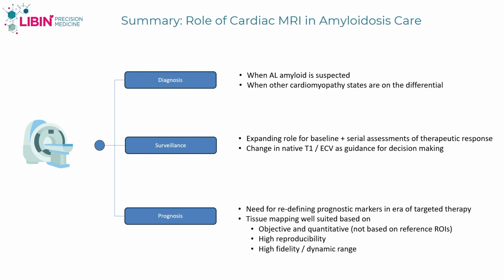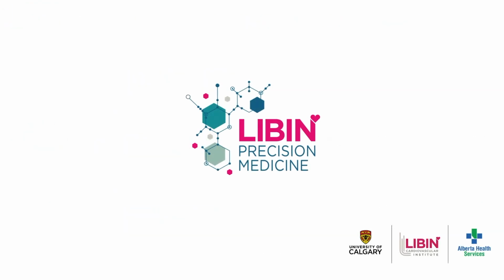And then finally, in prognosis, we've got to reestablish prognosis in amyloid. It's so iterative and changing dynamically now that we need very highly accurate markers so that we don't need thousands of patients to develop these prognostic markers. We can do it with relatively few because it's very reproducible. MRI has a unique ability to deliver that. So thank you very much.